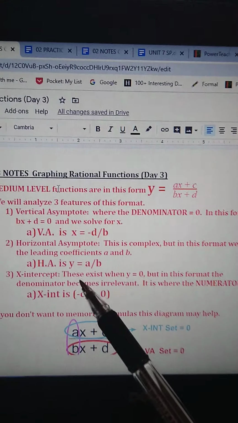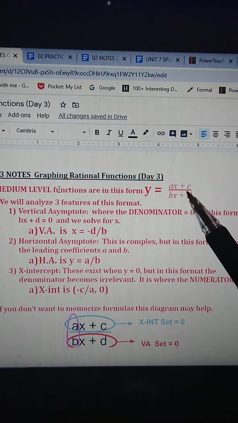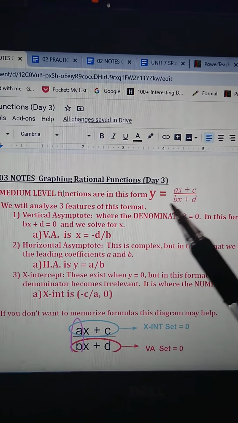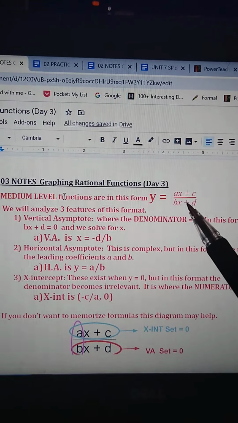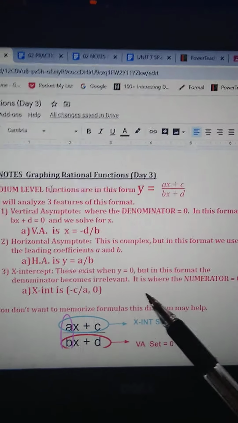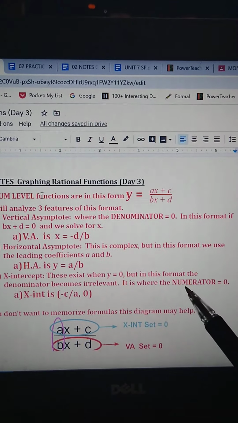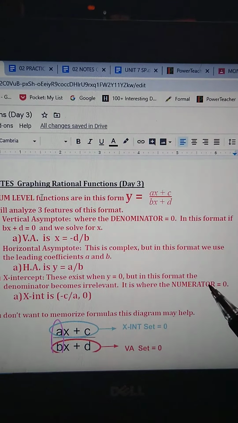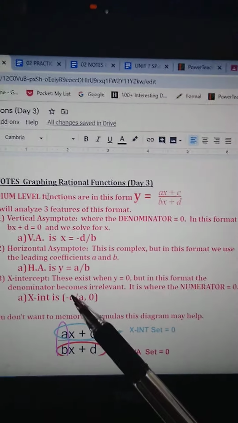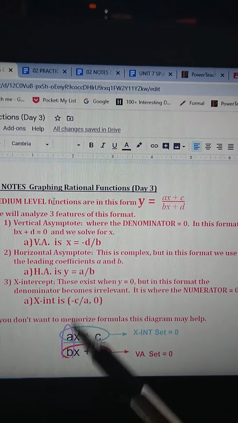And then the x-intercept. This exists when y equals 0. But because of the way this format is set up, the denominator really doesn't play a role. It just comes down to the numerator. So if we set the numerator equal to 0, similar to what we did up here for the denominator, ax plus c, I would get negative c divided by a. That gives me my x-intercept. So that's a quick rundown.